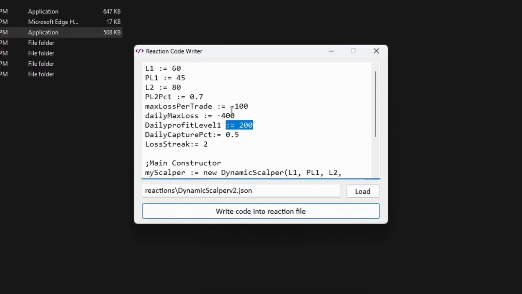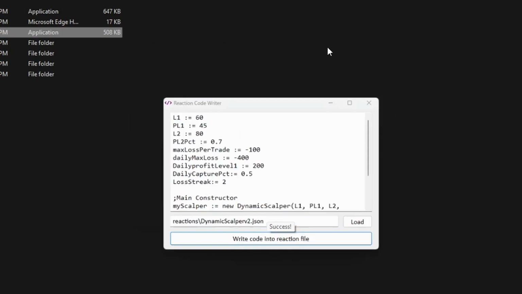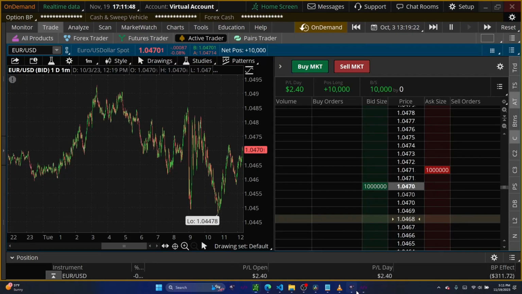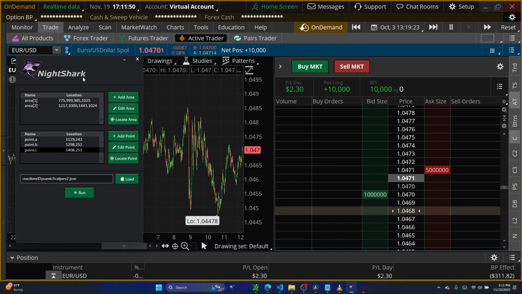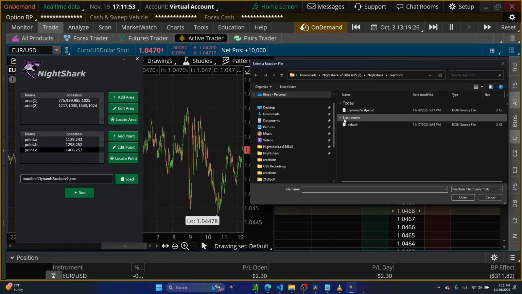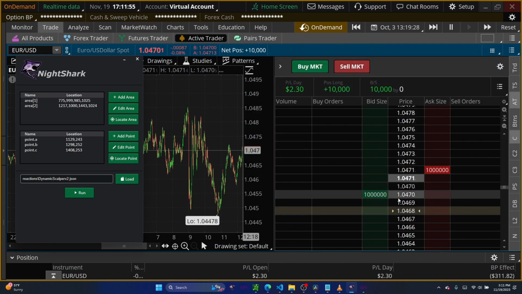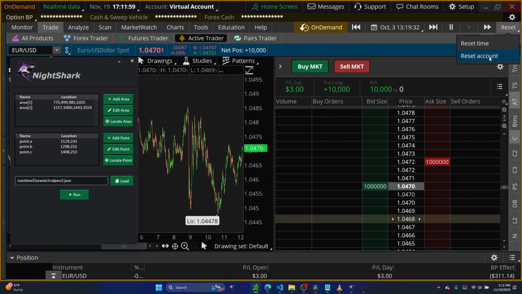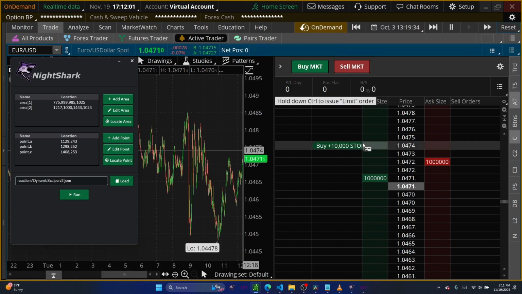Let's open these. So after we set it up, we're going to rely on it, and then we're going to see the success button. Let's go ahead and open the Nightshark. Since we updated the script, it's really important to reload the file. And then we're going to open it. And now we're going to reset the account on TD Ameritrade.